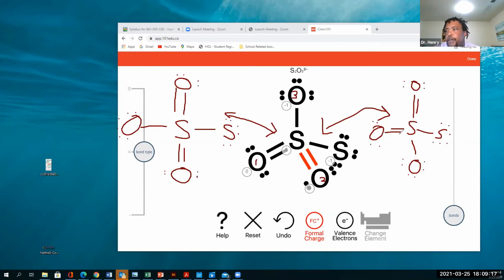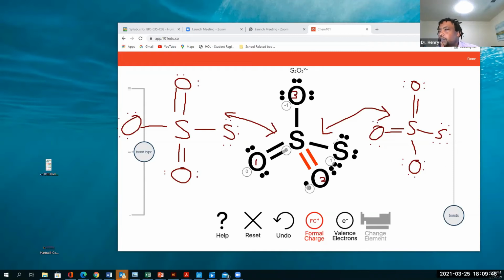So that would be 3 different resonance structures. Now, if we had put the double bond on the sulfur, it actually changes what the structure is, right? So that would not be a resonance structure. That would be what we call an isomer, right? So basically it has a different structure, but the same chemical formula. Okay.